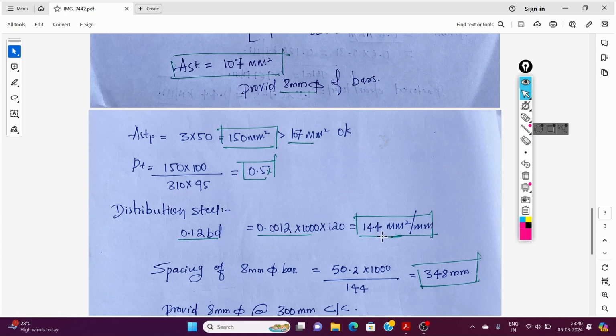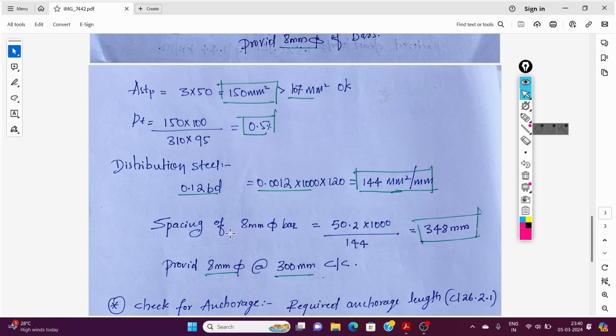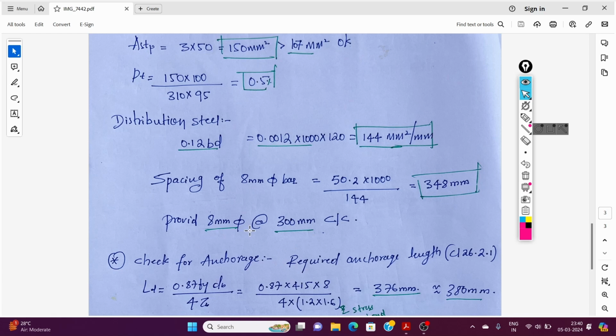Now we need to find the distribution steel, 0.12 bD. So we'll get 144 mm square per mm. Now spacing, we need to find for the 8 mm diameter bar. Spacing of 8 mm diameter bar is 50.2 into 1000 divided by 144, where 50.2 is the area of the bar. We'll get 348 mm. So we'll provide 8 mm diameter bar at 300 mm center to center.